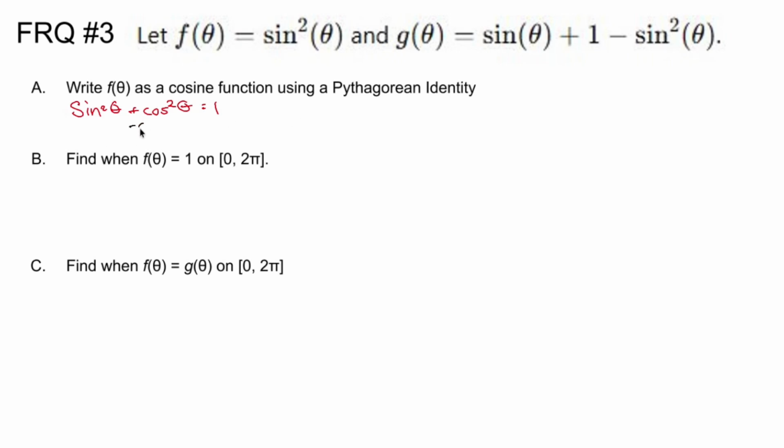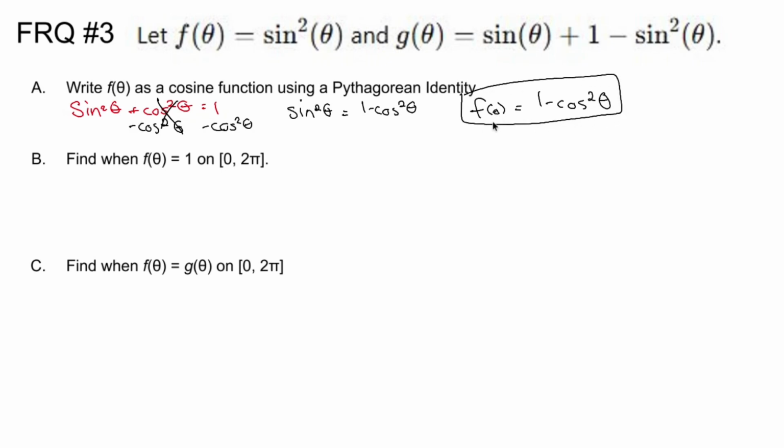Now what we would do is subtract cosine squared theta from both sides, cross it out, and that leaves us with sine squared theta equals 1 minus cos squared theta. So we can rewrite f of theta as 1 minus cos squared theta. And that's how you do A.